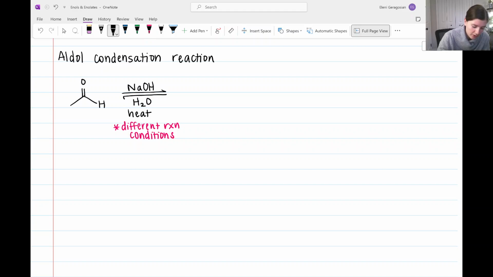And the final product is an enal, where we have an aldehyde and a double bond between the alpha and beta carbon. So this is an enal, en because we have a double bond, al because we have an aldehyde, and we can say this is an alpha beta unsaturated aldehyde.